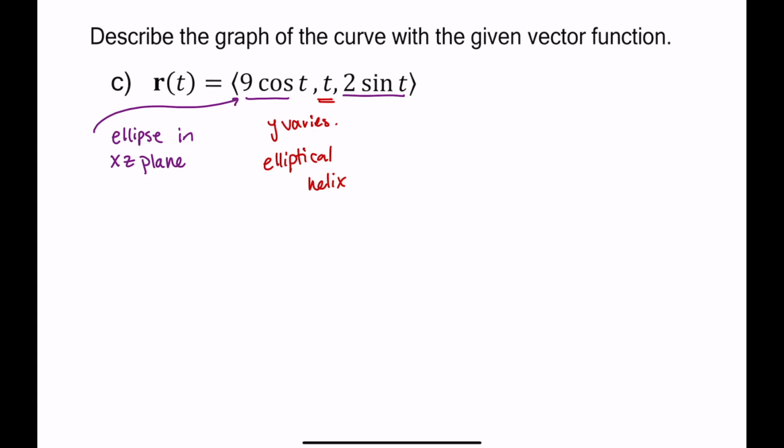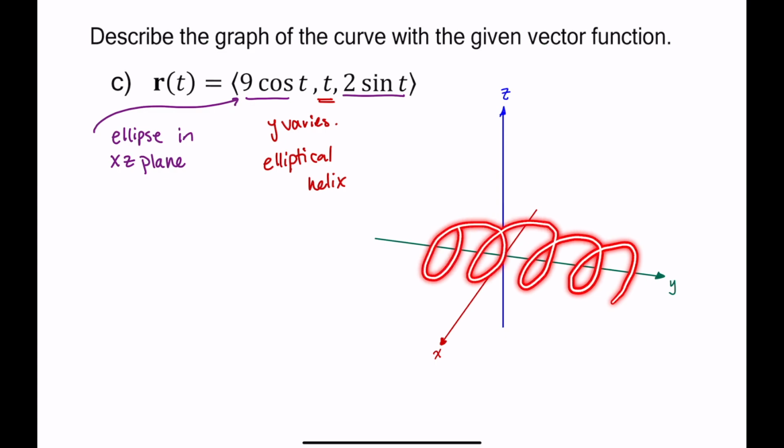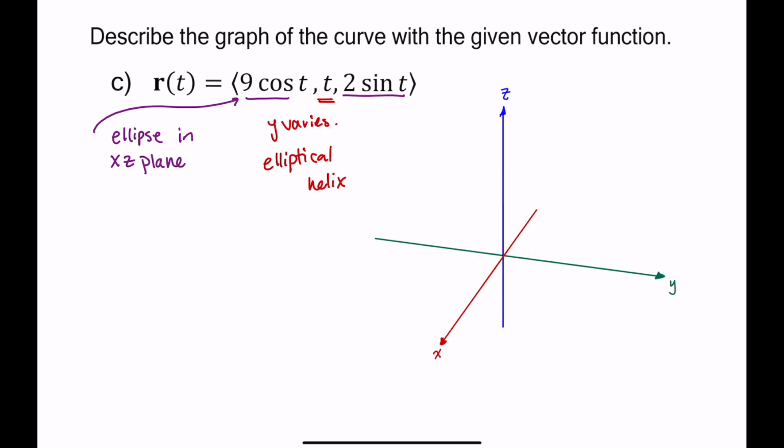So please take a moment and sketch your three-dimensional coordinate system. Okay, here I have my three-dimensional coordinate system. And remember, this is an ellipse in the xz plane. That means this is going to curve around the other axis, the y-axis, because y just varies as t does. So that's what it's going to look like. And it's going to be a little more squished.